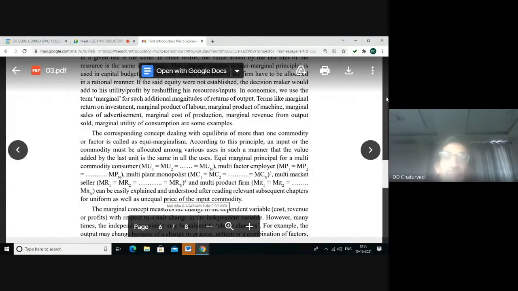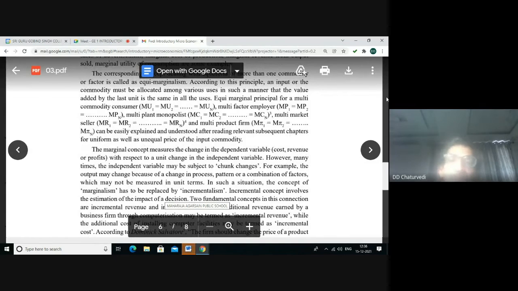We can have many examples of the equi-marginal principle, say for a multi-commodity consumer, that means a consumer who consumes several commodities. Such a consumer will be in a state of equilibrium when the marginal utility obtained from every commodity is the same. Similarly, if we consider a multi-factor employer, that means a producer employing several factors of production, the equilibrium situation will occur at the point where marginal productivities of different factors of production are the same, that is MP1 is equal to MP2 is equal to MP3 and so on.